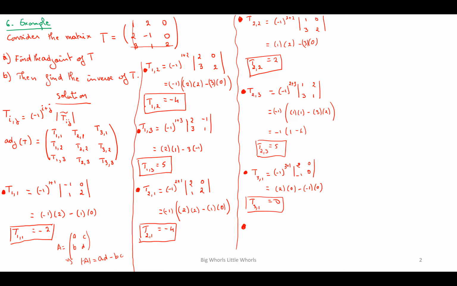Now let's find T32, which is equal to minus 1 to the power of 3 plus 2 multiplied by the minor of deleting third row and second column, so we will be left with the matrix 1, 2, 0, 0, which is equal to, here is minus 1 multiplied by 1 times 0 minus 2 times 0, which is 0. T32 is 0.